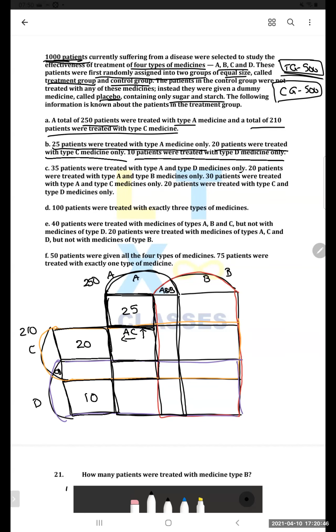Now look at this box. If you look at in this direction, you'll see A. If you look at it in this direction, you'll see C and D. So this box represents ACD. Now look at the box, this one. If you look up, it is A. If you look left, it's D. So this box represents A and D.